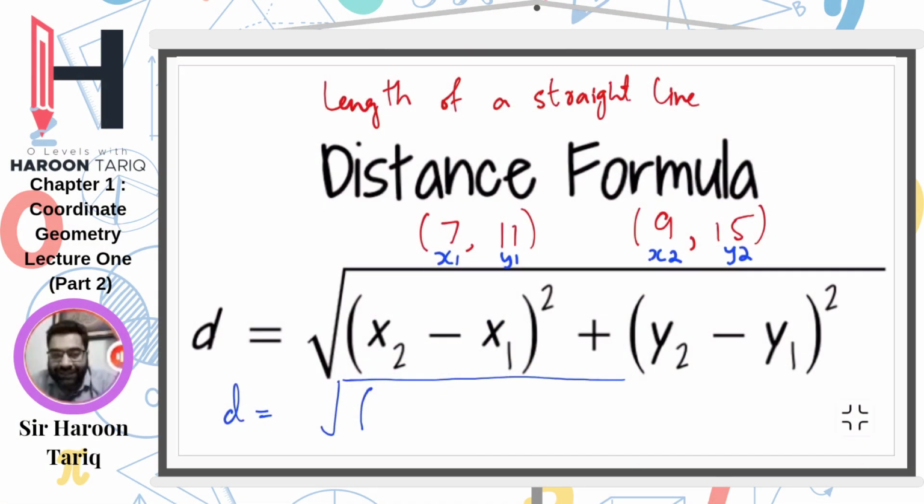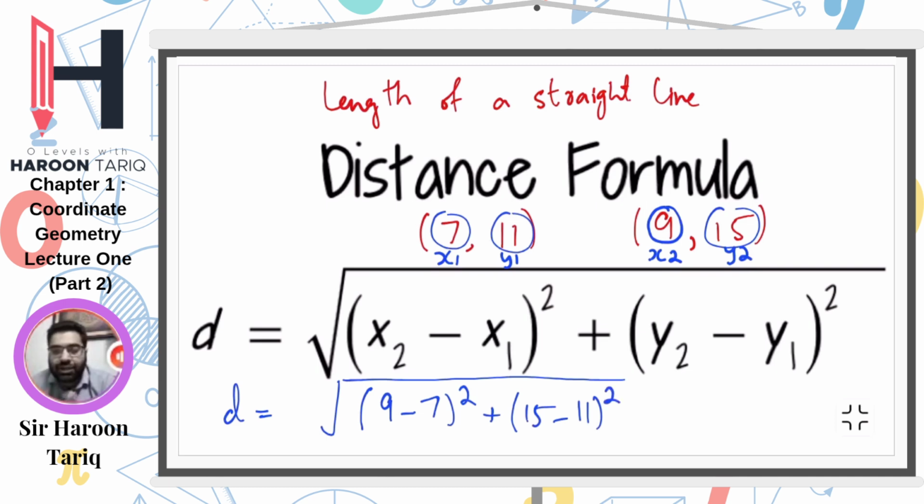Need to write x2. My x2 is 9 minus my x1 is 7, this is squared. So 9 minus 7 would be 2, 2 squared basically, which would be 4. Then we have plus here, bracket open. Now y2. y2 is 15 minus y1 is 11. Bracket closed, whole squared. Just put this in your calculator. You'll get your answer. That would be your length or distance.